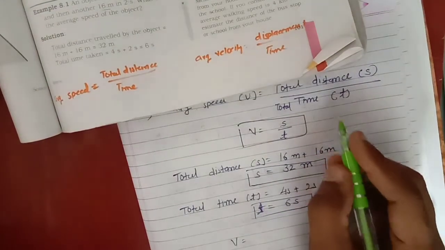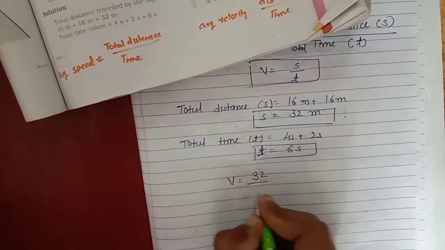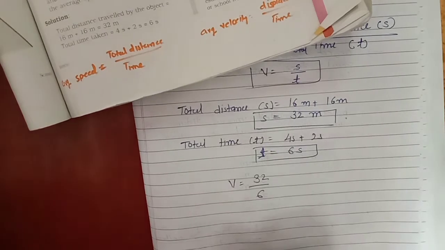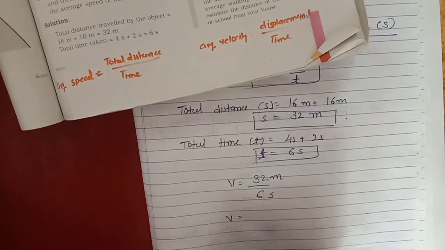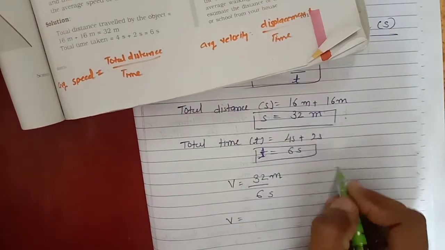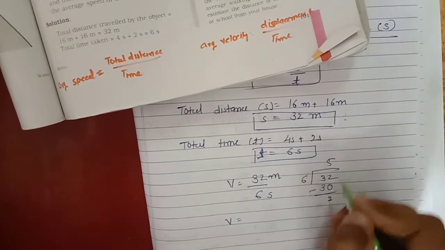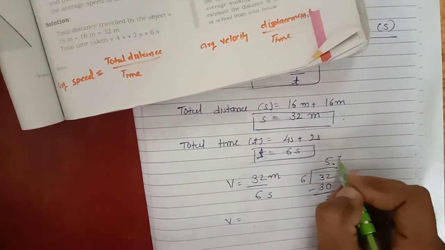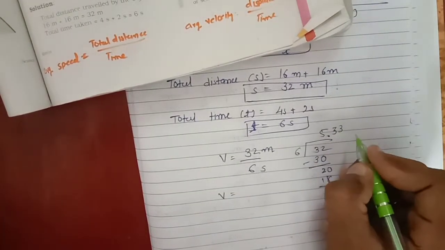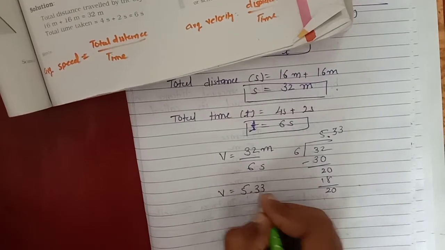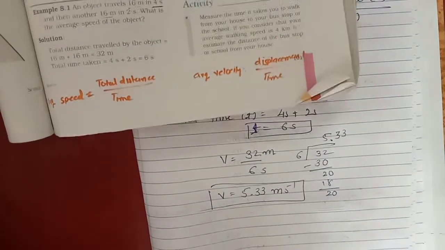Average speed is equal to what? Total distance upon time traveled. Total distance 32 and time traveled 6 seconds, 32 meter upon 6 seconds. So v is equal to what? If you divide 32 by 6, 6 5 is 30, 0, 6 3 is 18, 2 0, 6 3 is 18. So answer is what? 5.33 meter per second. This one is what? Average speed.